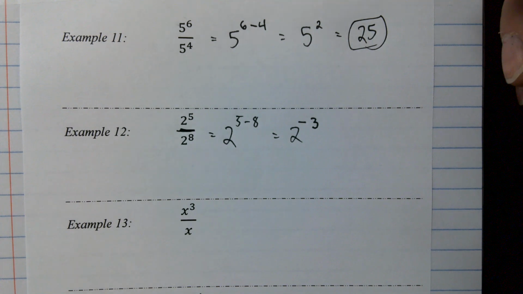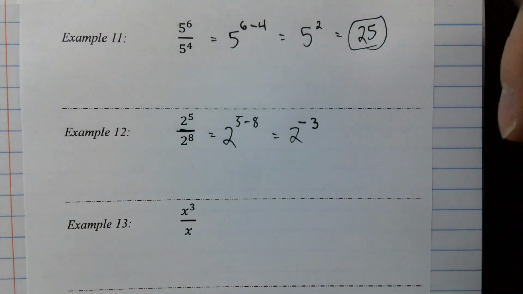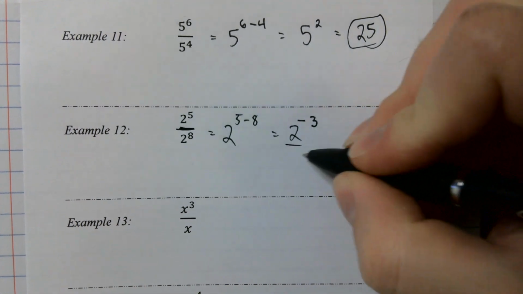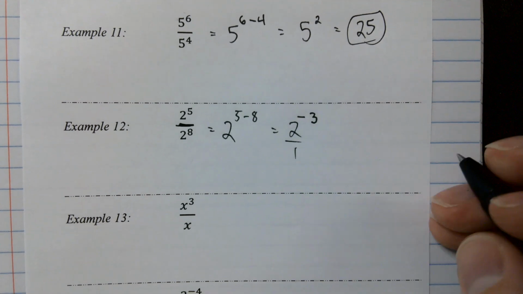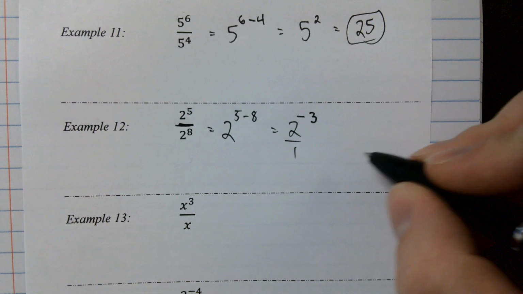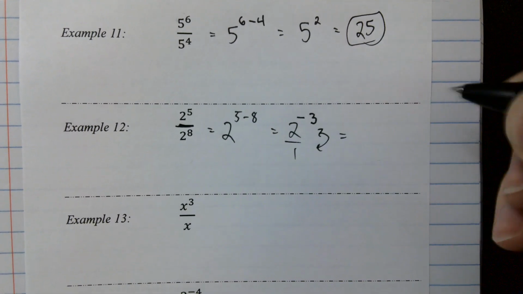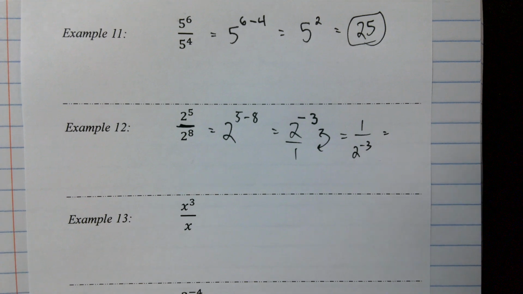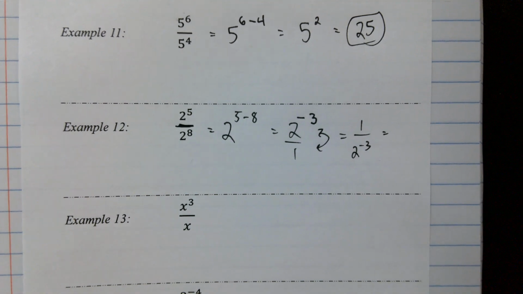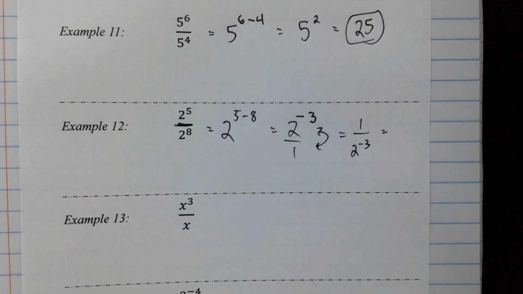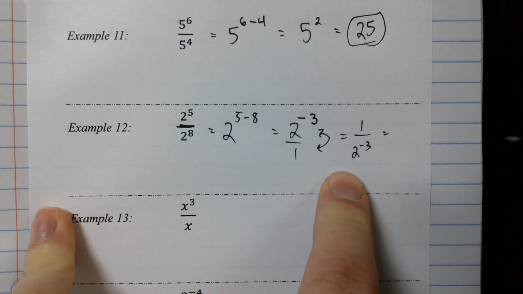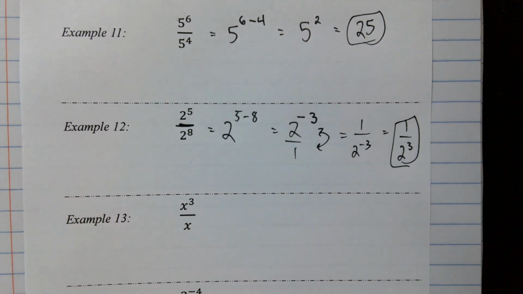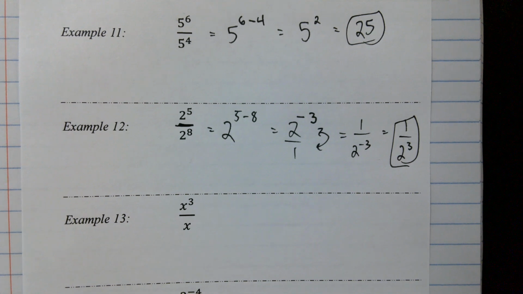Do we want to leave our answer as 2 to the negative third? No. So what can we do? Put a 1 on the bottom. Okay. What can we do next? Flip it. Now that we flipped it, what's my last step? Change it to a what? Exactly. 1 over 2 to the third.